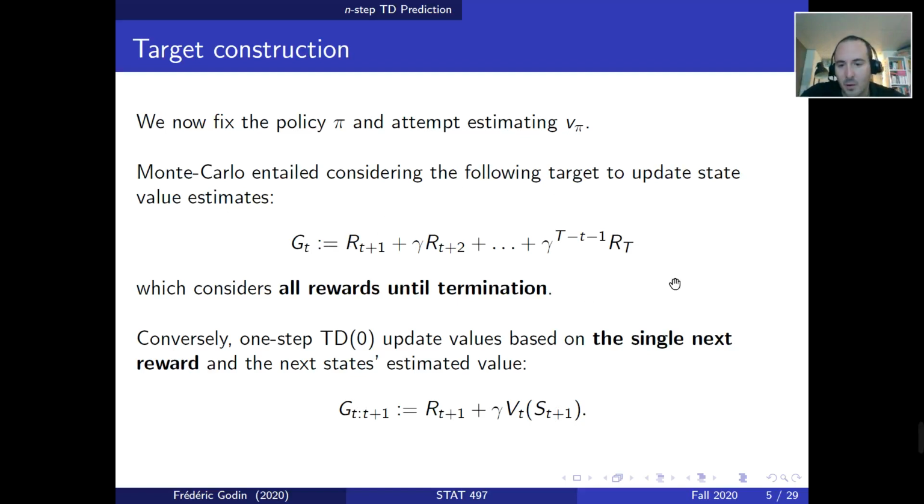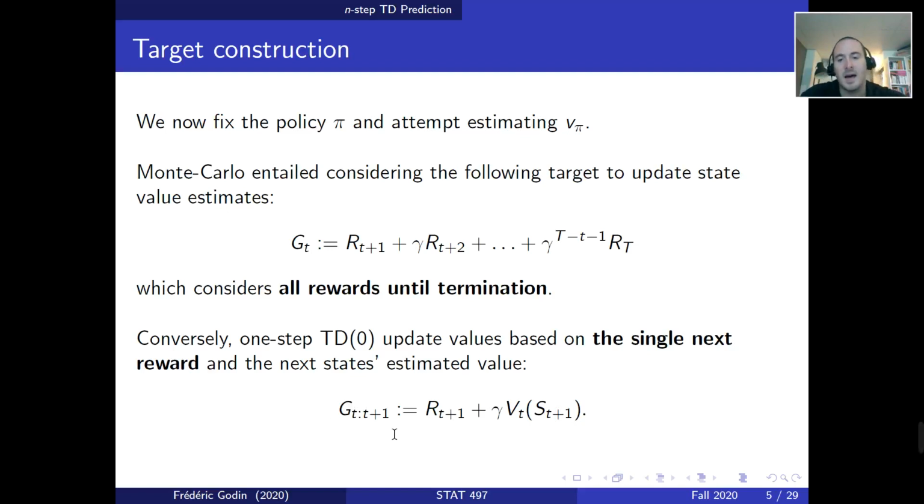Okay, so these are all rewards until the termination of the episode. Conversely, for TD(0) methods, temporal difference methods introduced in chapter 6, only a single reward was considered in the construction of the target. If you recall, the target was the next reward plus gamma times the current estimate of the value function in the next state. So this was used as a target.